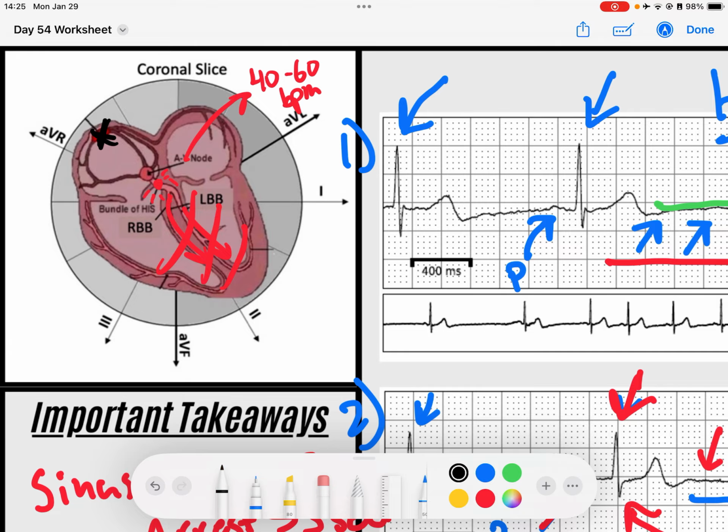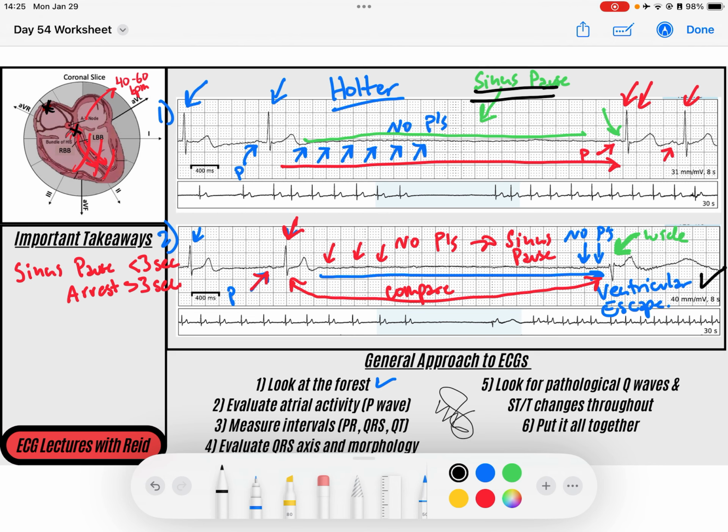But if you're unable to generate this junctional escape beat, and we know that they're not because we don't see any during our pauses, then you're relying on these ventricular escape beats. And sometimes those beats are too slow. So this person needs a pacemaker in their atria to help them in the setting of these sinus pauses that are a little bit too frequent.